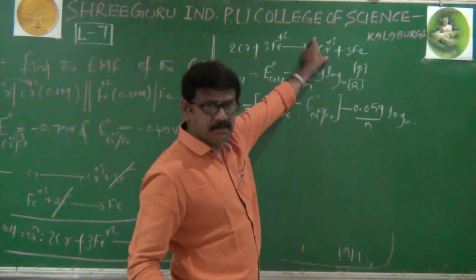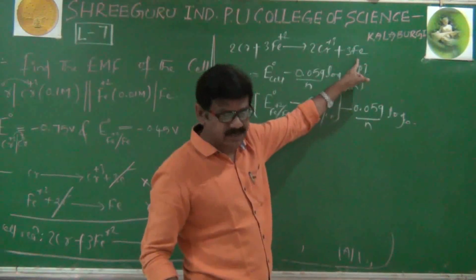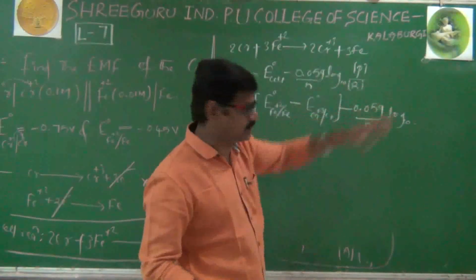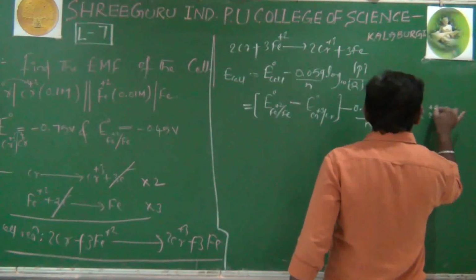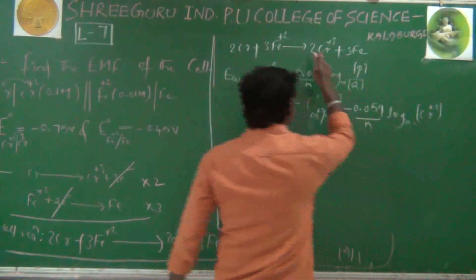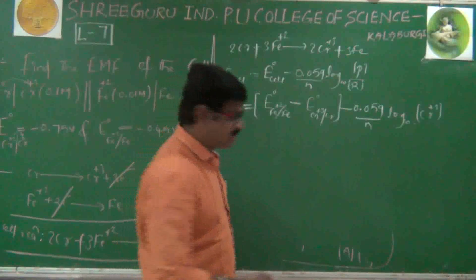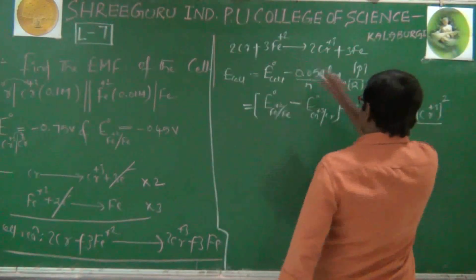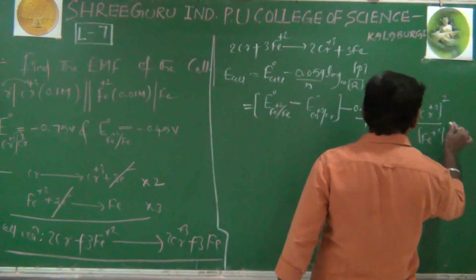But here one is a metal ion, one is metal. Metal concentration is of course 1. That's why I am not taking metal, only the metal ion I will write here. That's why log base 10, that is Cr+3. Whatever the stoichiometric coefficient is there, that coefficient will be written as its power, so Cr+3 to the power of 2 divided by the reactant Fe+2 to the power of 3.